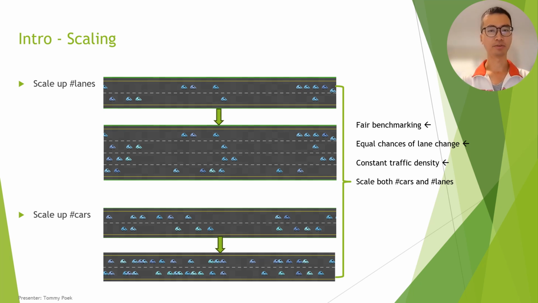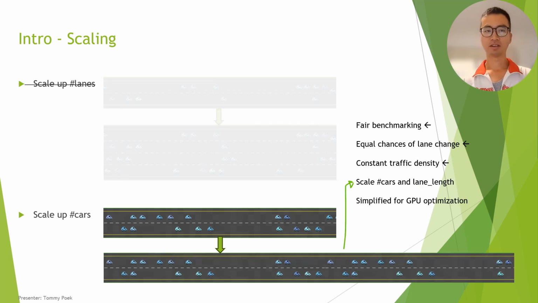Originally, I wanted to have a fair benchmarking, which is great, right? So to get a fair benchmarking, we need to have the cars giving them the equal chances of changing lane. And so we need to have a constant traffic density. And so when we're scaling the number of cars, we also need to scale the number of lanes. But in this second milestone, it turns out this is not necessary.